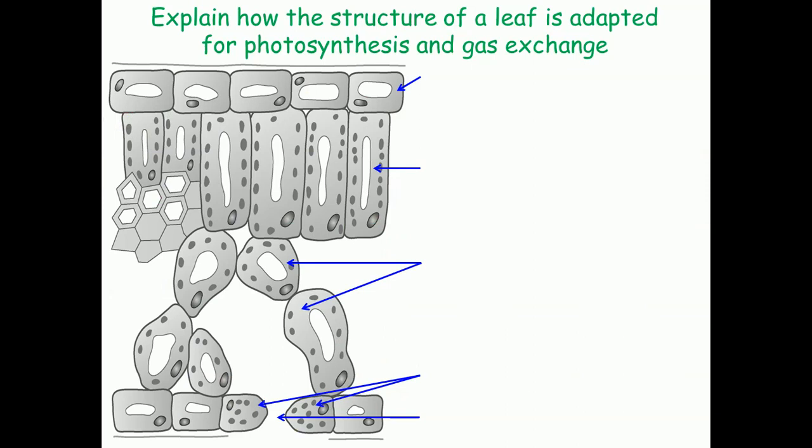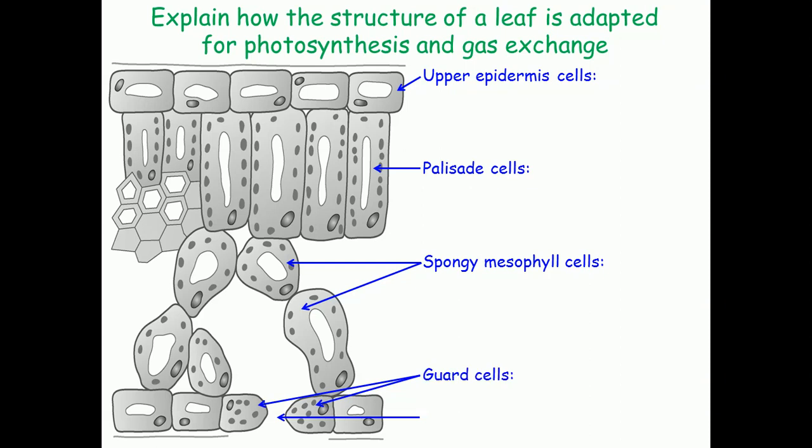So first we've got to name the different structures of the leaf. So we've got the upper epidermis cells, palisade cells, spongy mesophyll cell, guard cells, and then we've got the gap in between the guard cells known as stomata. Then how are these cells adapted for photosynthesis and gas exchange?